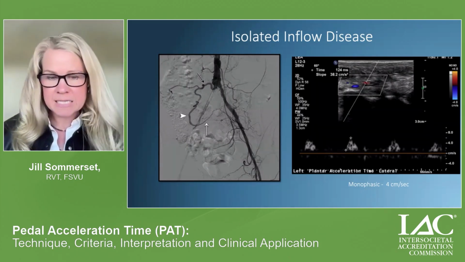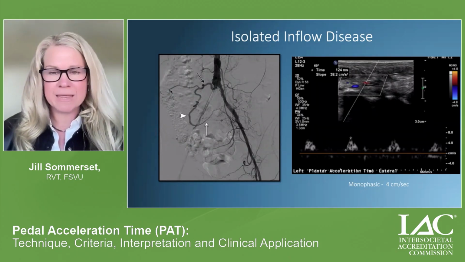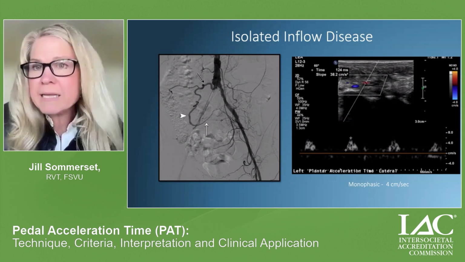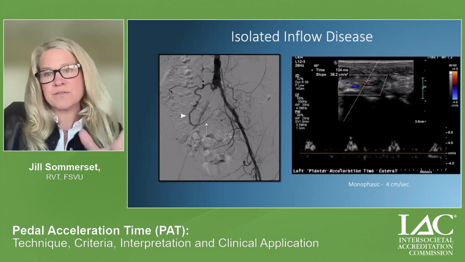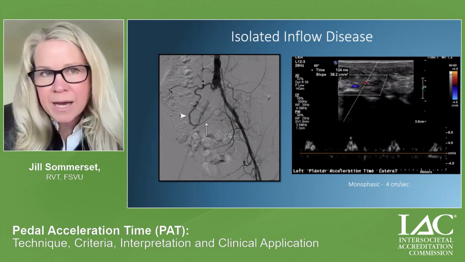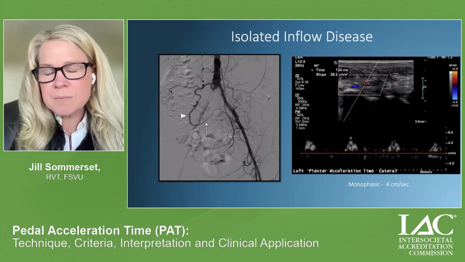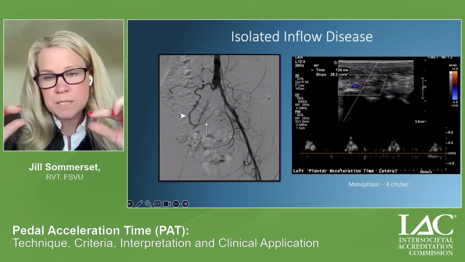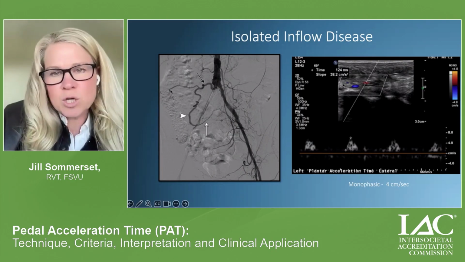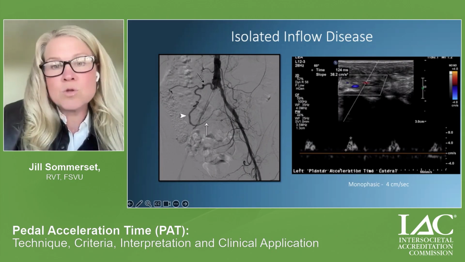Now, if you think about that disease pattern and the comorbidities with that patient, they're likely a smoker, right? This is large vessel disease. And so you can use ABIs or any other tool. And you can use PAT, but just know that the velocity will be low and could be falsely normal.